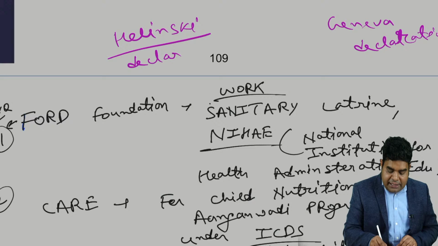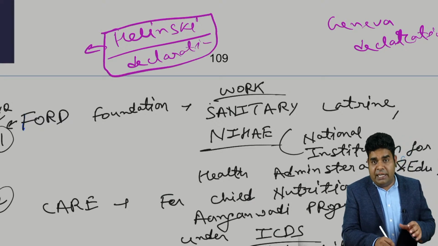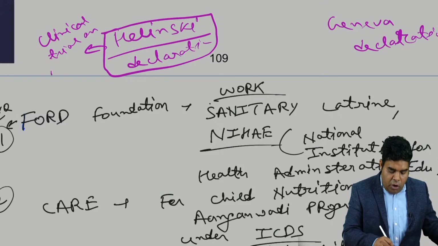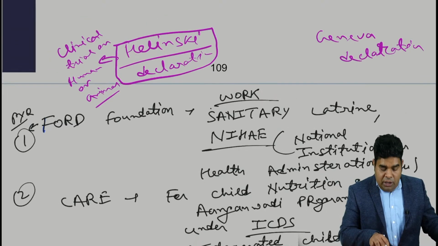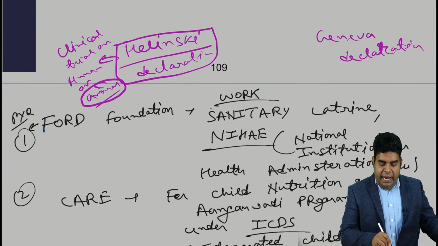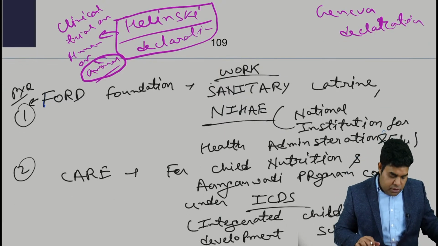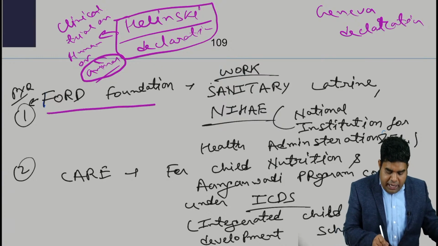So Helsinki Declaration is dealing with RCTs. When we do clinical trials on animals or patients, on humans or animals, we should be very ethical. We should not do unethical trials on animals. That is mainly Helsinki Declaration. So all those declarations need to be revised. Do remember it. Now let's come to these organizations' works.